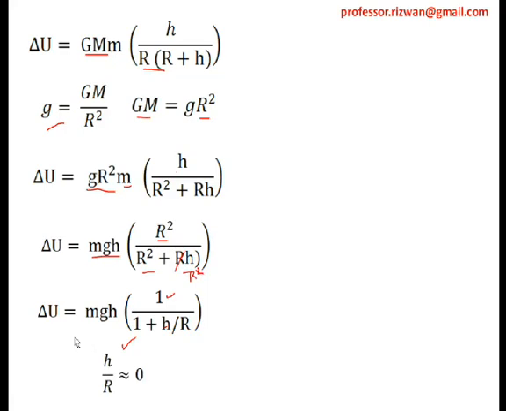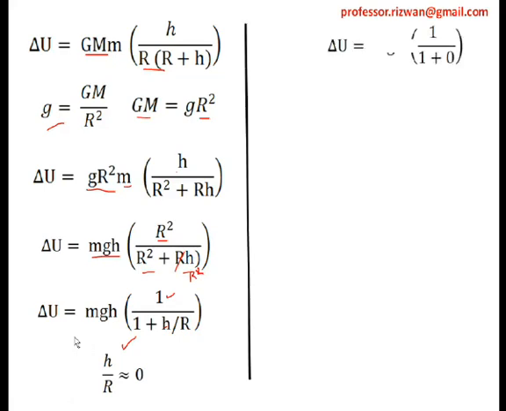But again, h upon r you can approximately take as 0, because h is very small as compared to r. So if you substitute h upon r equal to 0, delta U is equal to mgh upon 1 plus 0. So 1 plus 0 is 1, upon 1 is 1. So the entire value of this bracket will be equal to 1. So delta U is equal to mgh. This is the formula.